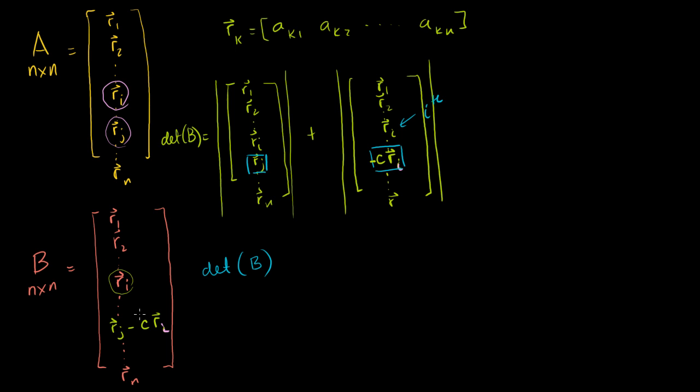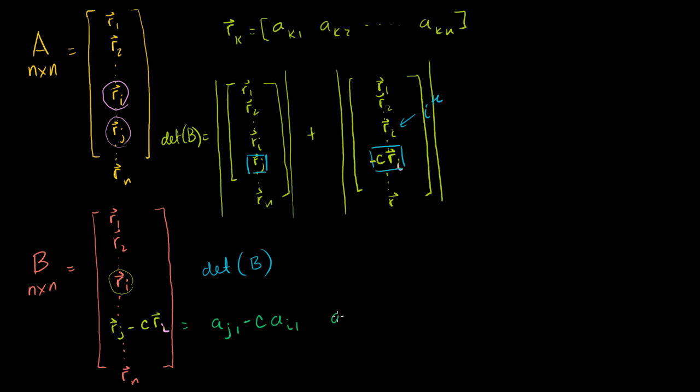So let me rewrite this just to be clear. This row would look like, the first term would be Aj1 minus C times Ai1. That would be the first term in that row.